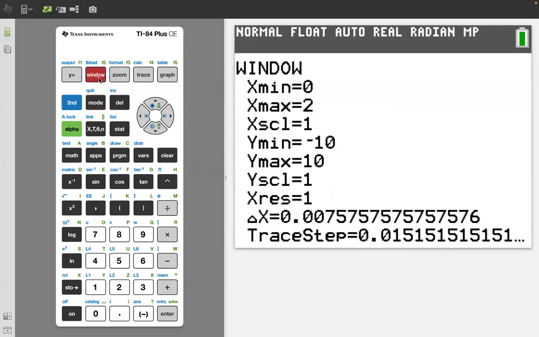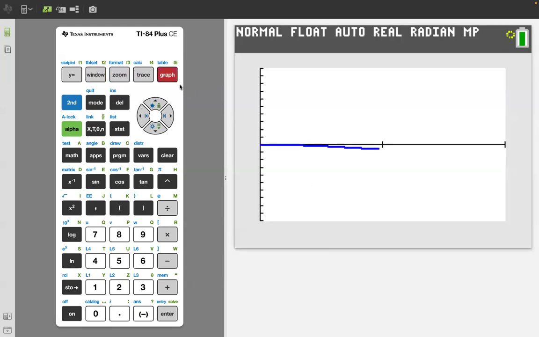I'm going to hit window. On window, I'm going to make sure my x min is 0 and my x max is 2, because that was the domain restriction for this example. And my y min and y max, negative 10 to 10, is probably fine. Let's take a look. If we hit graph, that's what it looks like.